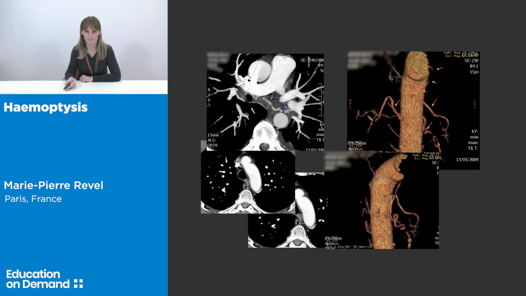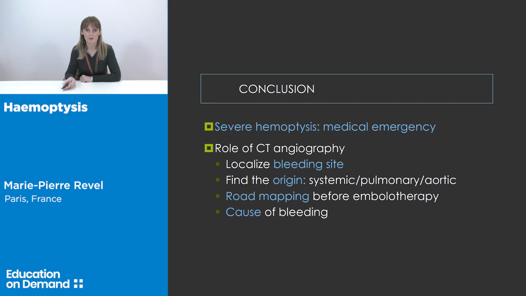So in conclusion, severe hemoptysis is a medical emergency. The role of contrast in CT is very important, because it helps localizing the bleeding side, finding the origin as being systemic, pulmonary, or rarely aortic. It helps embolization. It's a road mapping before embolotherapy. And lastly, it helps the identification of the cause of bleeding.